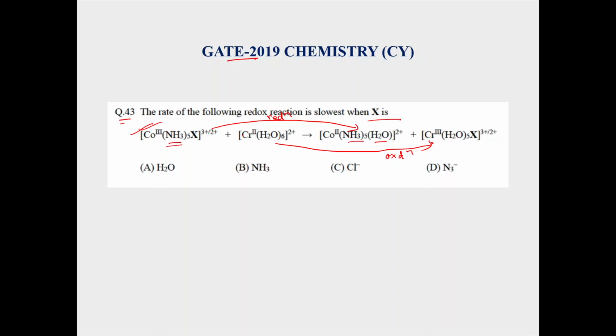And here, after oxidation, chromium is coordinated to 5 water ligands, and X is now transferred from the cobalt complex to the chromium complex. So they have asked, the rate of the redox reaction is lowest when X is: option A water, option B ammonia, option C Cl minus, and option D N3 minus.